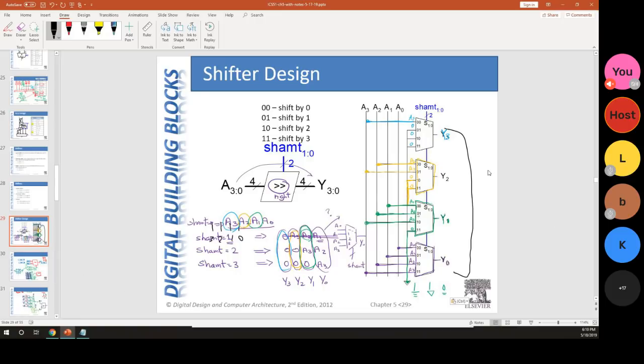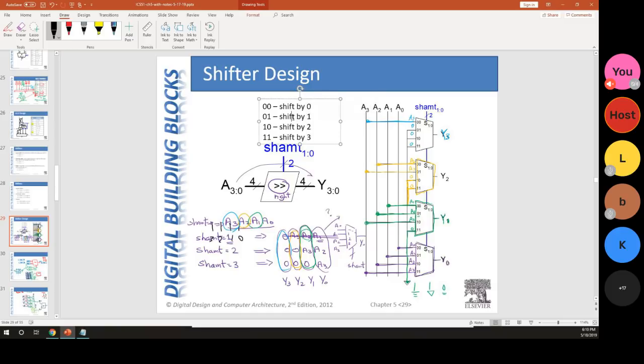Let's talk about it like this real quick and then we'll go on to the other stuff. If we shift by 0, and we're given A, which is 4 bits, and we want Y, which is 4 bits, then Y is going to be equal to A, because we're not shifting, we're not changing anything.